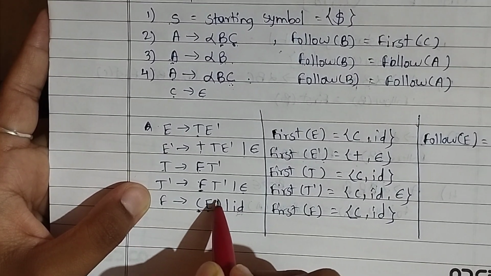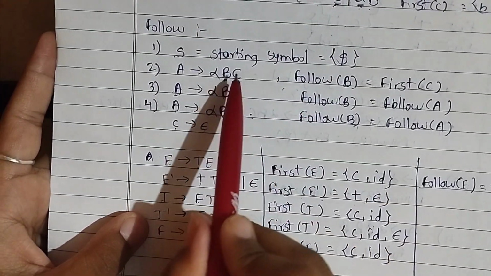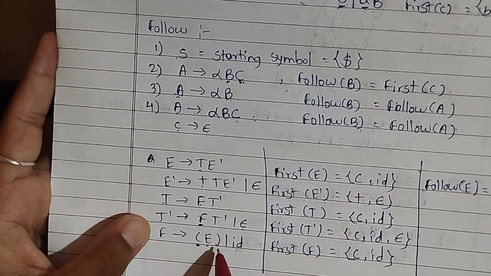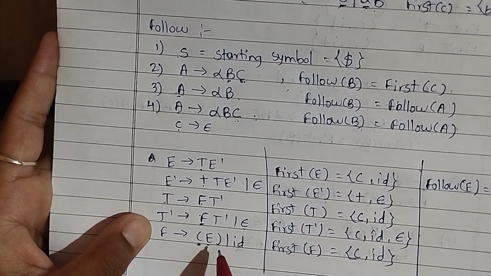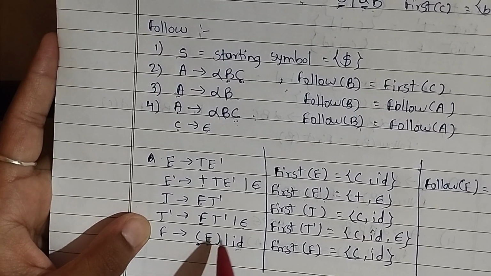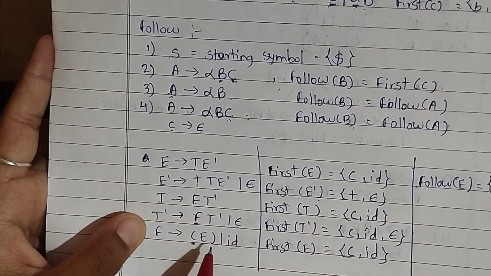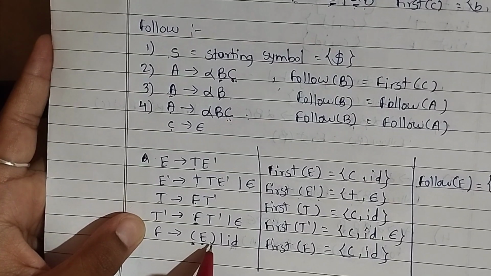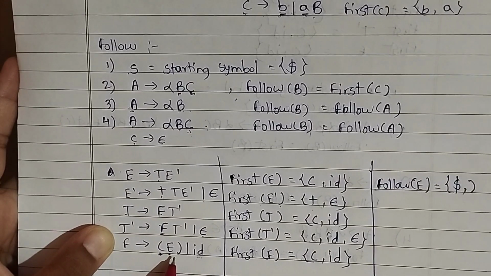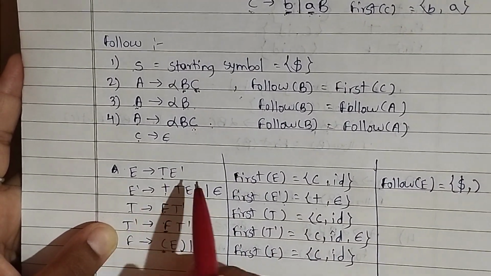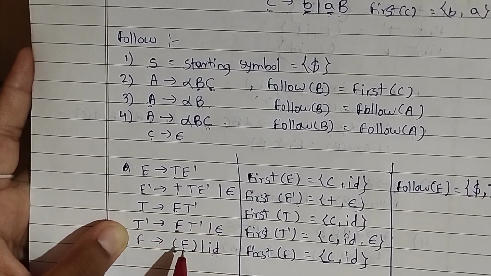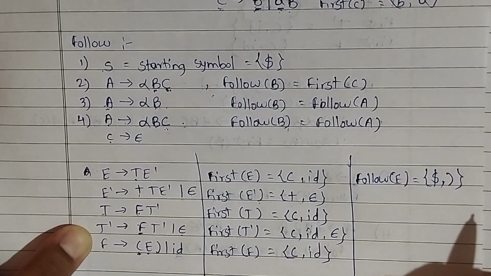This closing bracket is not a non-terminal. Here are the rules for the non-terminals. This is a terminal. If a terminal, meaning any small letter or operator, follows a non-terminal, meaning a capital letter, then we write that letter as it is. So E is followed by a closing bracket, which is a terminal. So write the closing bracket here. Now again see whether E is present anywhere else followed by anything. No, E is present only one time. So this is the follow of E.